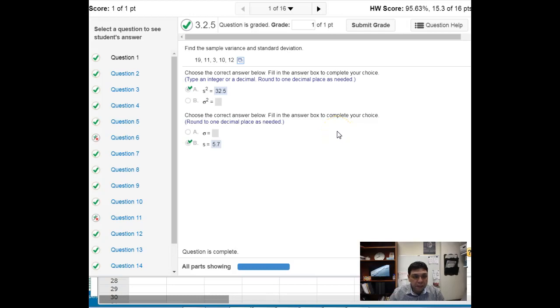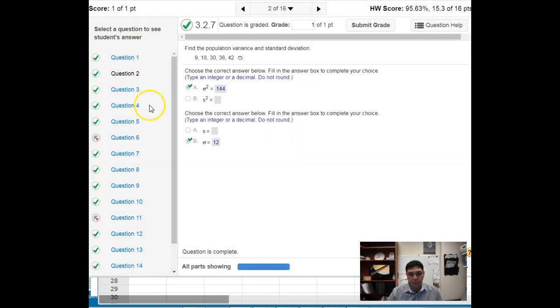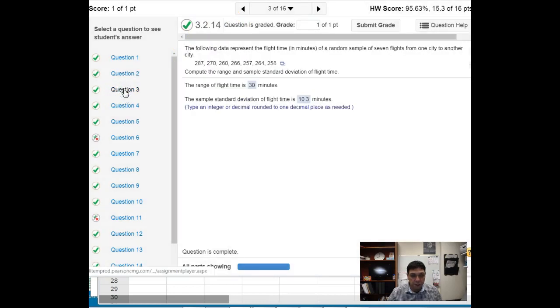Let's go ahead and take a look at sample variance, standard deviation, and population variance and standard deviation. I want to make sure you understand the difference between the two and then how we do that on StatCrunch. So the problems are related to problem 3.25 from section 3.2. It's also the first three questions from your online homework, 3.2.7 from the textbook, and 3.2.14 from the textbook. But those are the first three online.